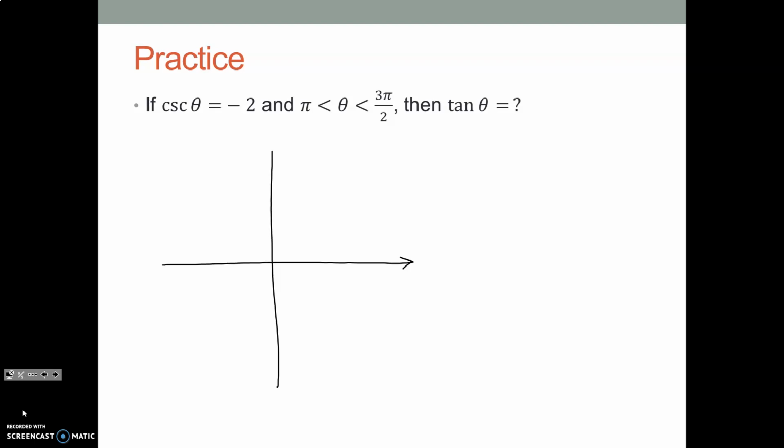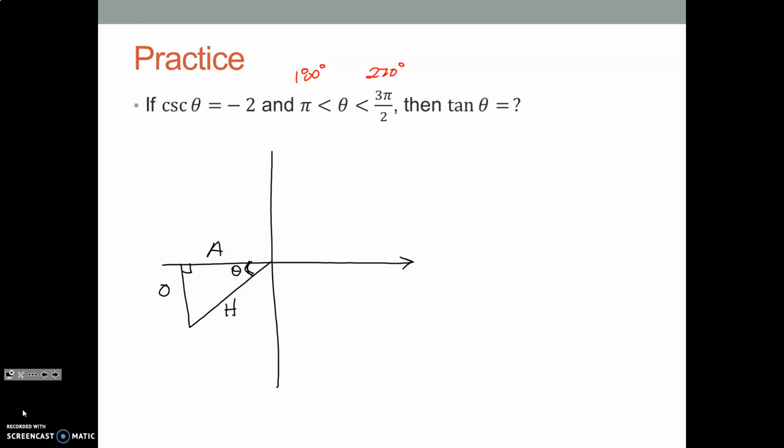Drawing our coordinate plane here, pi, theta, 3 pi over 2. That is saying that this is between 180 degrees and 270 degrees. So we are down in this quadrant here. For this one, I always have to go back to the x-axis. Here is my theta, which means that this side would be opposite, this side here would be my hypotenuse, and this is my adjacent.